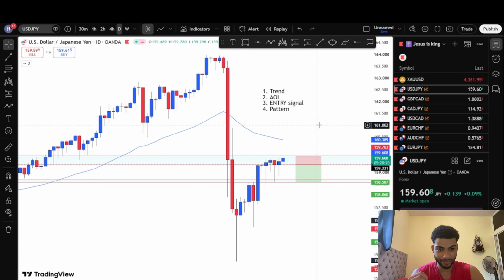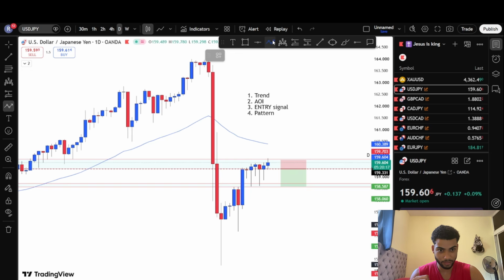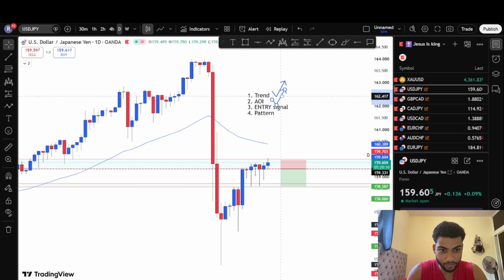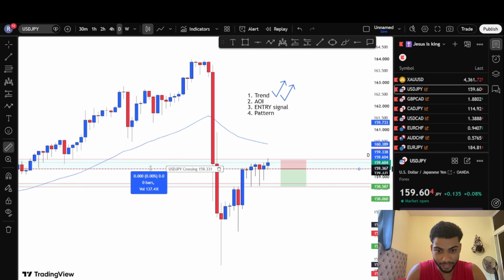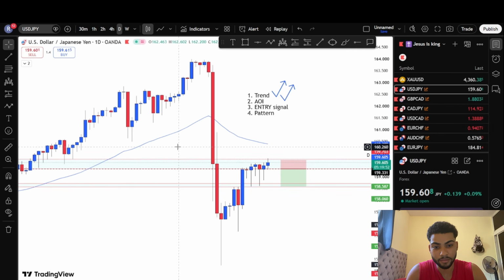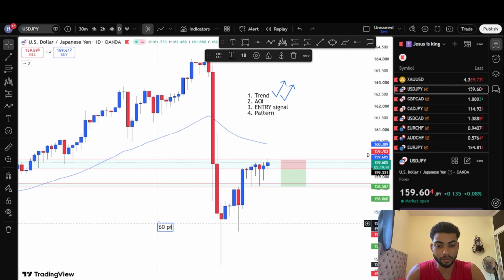So after that, I need my entry signal. And as of right now, I have the trend in my favor. I have the area of interest, which is this area right here. And another thing that is important when it comes to area of interest is that it cannot be bigger than 60 pips. In this case, it is 38 pips, but an area of interest cannot be bigger than 60 pips and it cannot be smaller than 50 pips.